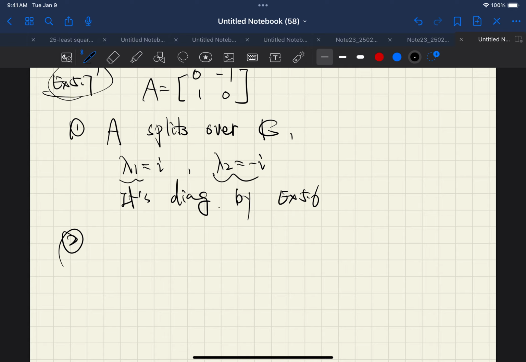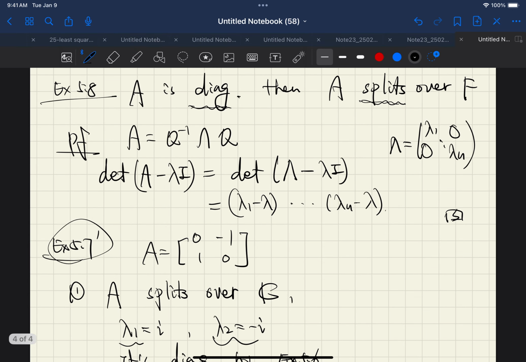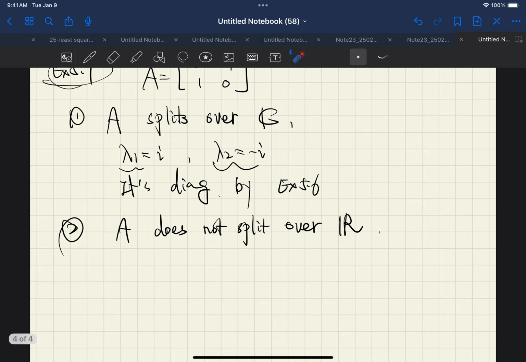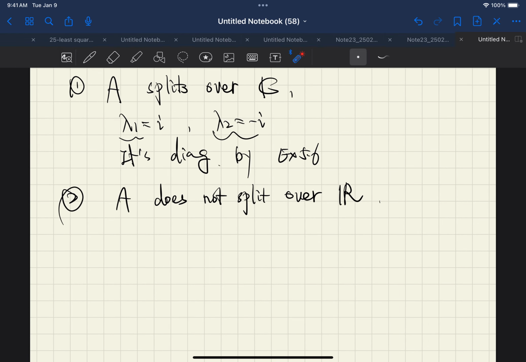Now again, A does not split over R. Then what can you say about that? From example 5.8, if A is diagonalizable, then A splits. But if A does not split, then A is not diagonalizable. So A is not diagonalizable by example 5.8.